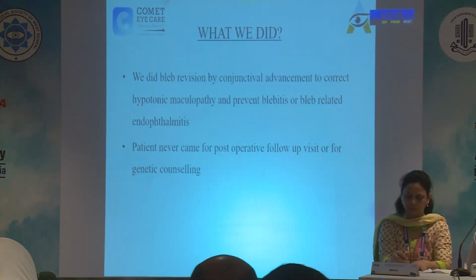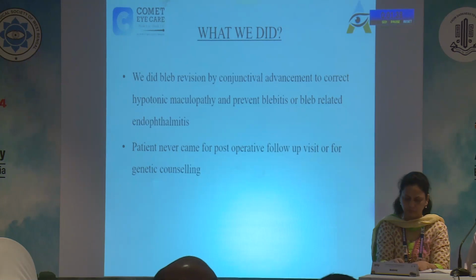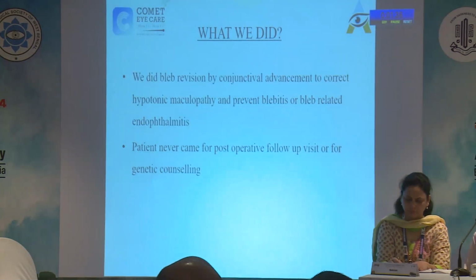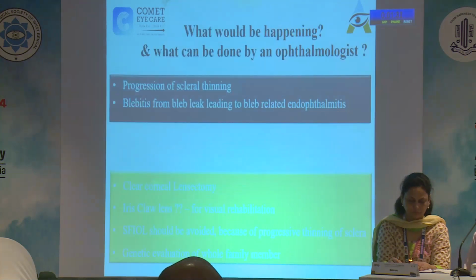What we did was a bleb revision by conjunctival advancement to correct the hypotonic maculopathy. The patient never came for any follow-up or genetic counseling. What could be happening, or what can the ophthalmologist do?